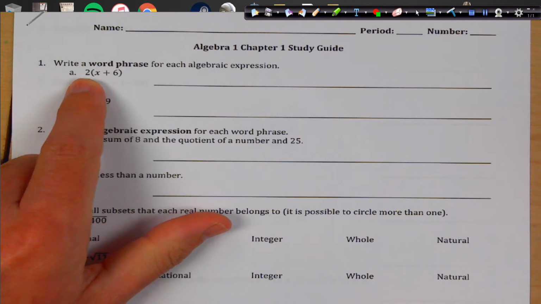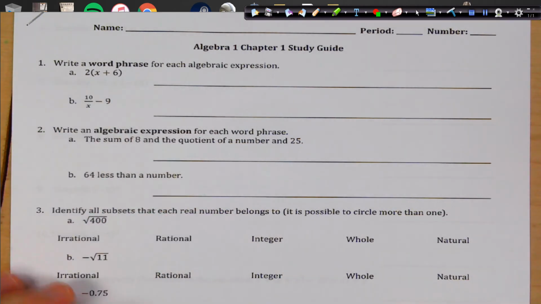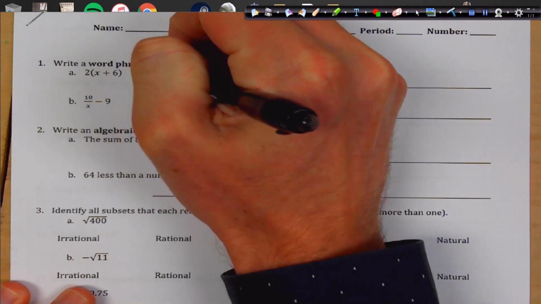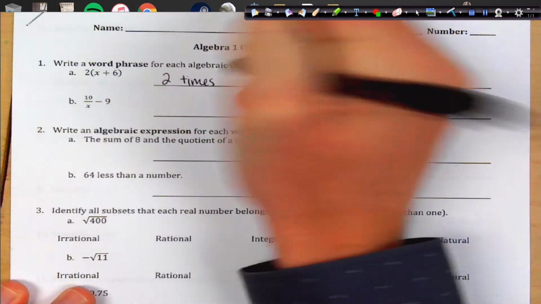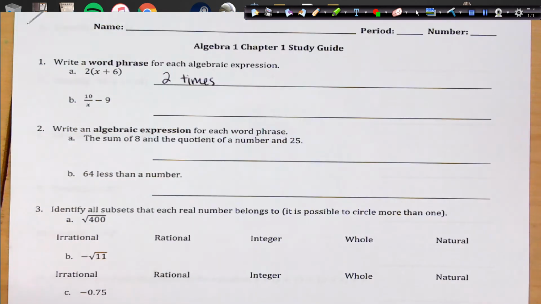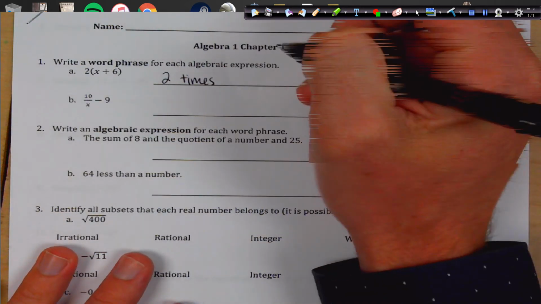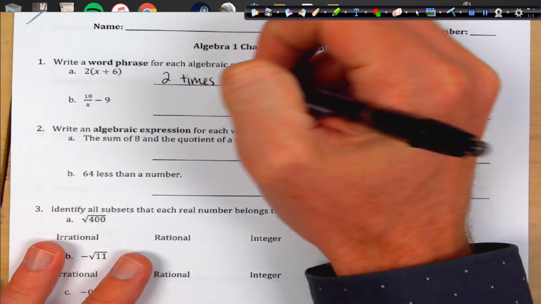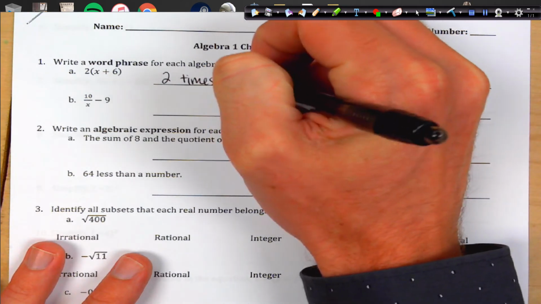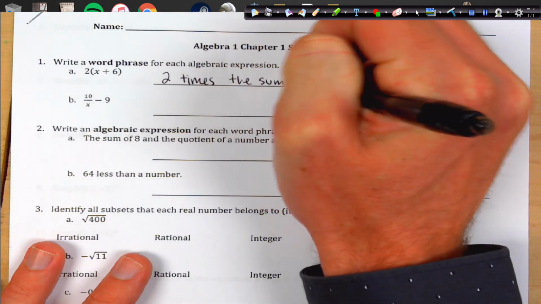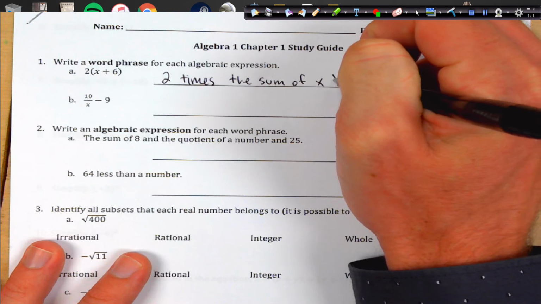I see 2 is right next to parenthesis. That implies multiplication. So we can write 2 times. Now the only problem here is I have to do x plus 6 first. I can't write x plus 6. I have to write it in a way where I denote that that would happen before. And the way to do that is to write the sum of. So there's 2 times the sum of x and 6.